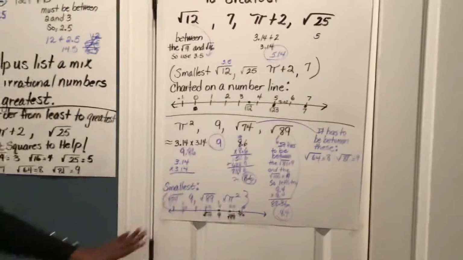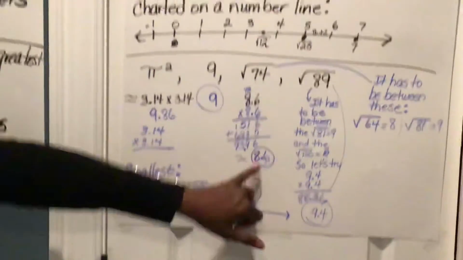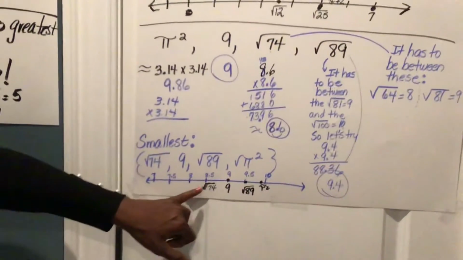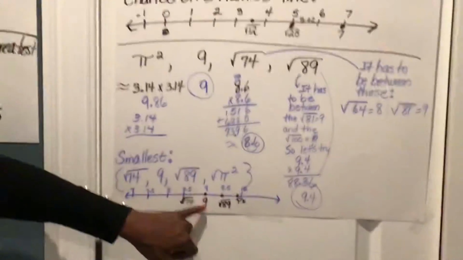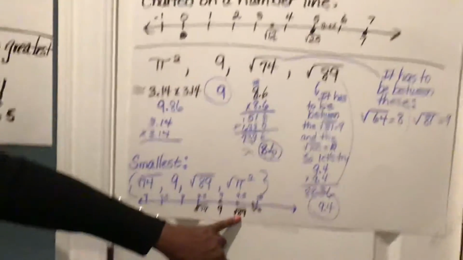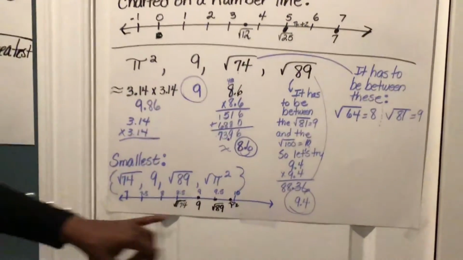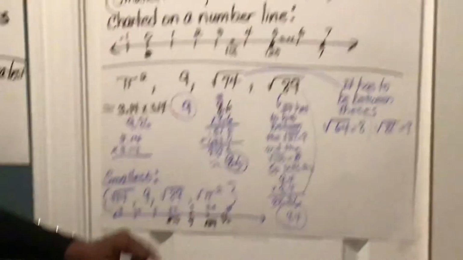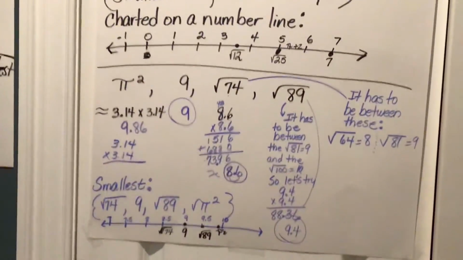Now, plug it in on the number line and get them in order. Here we go. I say my smallest number is the square root of 74, because we said it was 8.6. I hope you can see. If you need to zoom in, you can zoom in. Here's 8.5, so we're going to put the square root of 74 there. Then 9 is a whole number. Look how we're going from 8.5 to 9. Then the square root of 89, we said was 9.4. Now we're getting bigger and bigger, and our largest one is pi squared, which was what? 9.86. So that's how we did it.